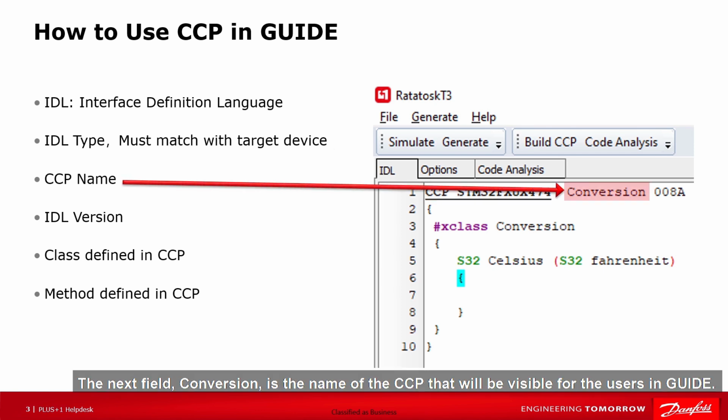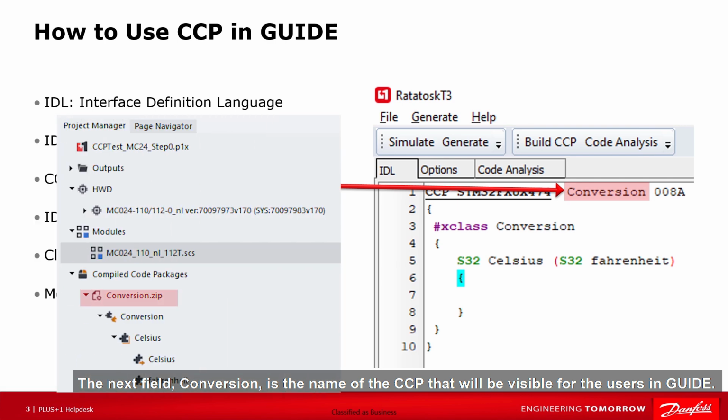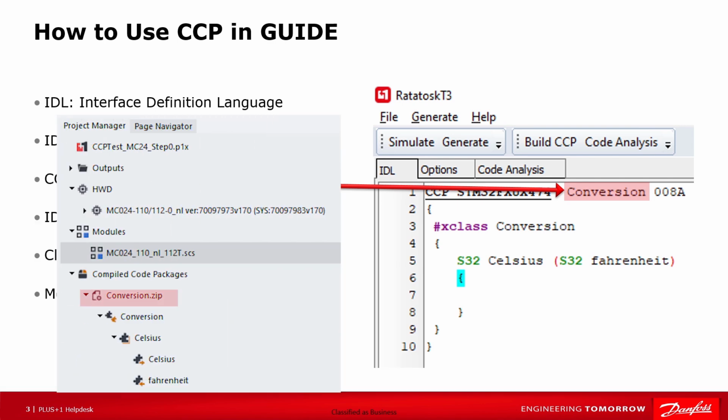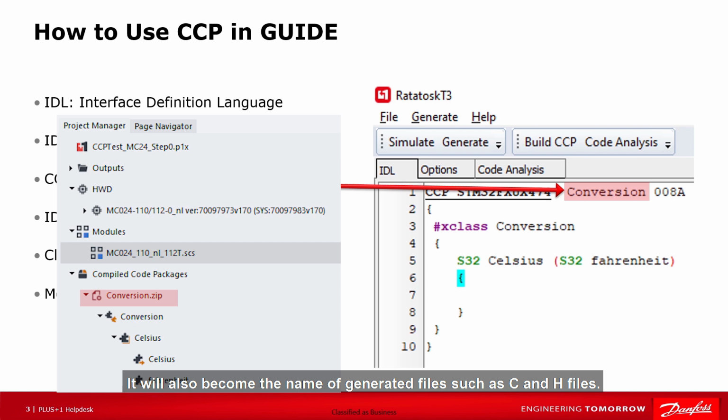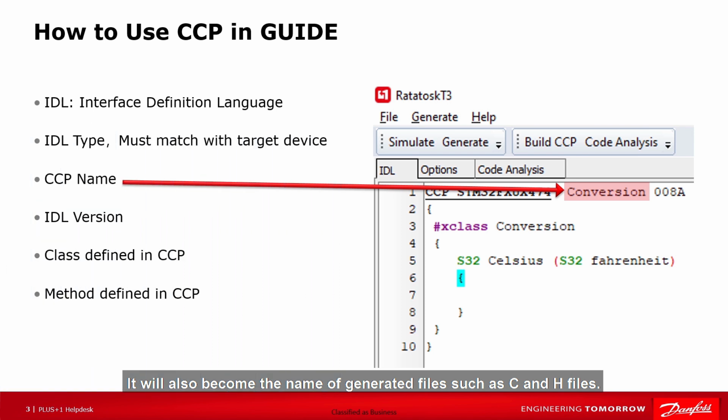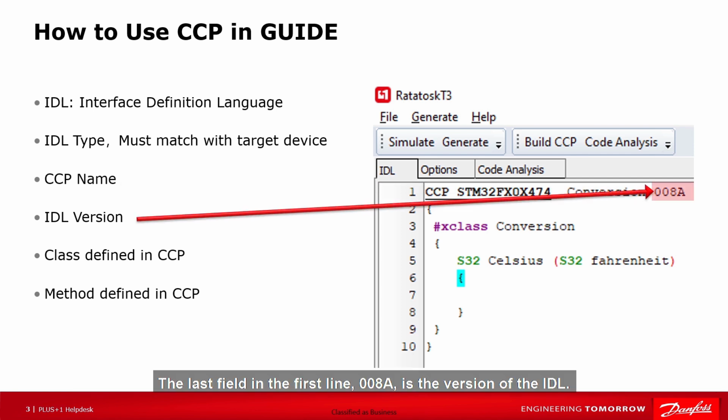The next field, conversion, is the name of the CCP that will be visible for the users in Guide. It will also become the name of generated files such as C and H files. The IDL file must have this name, otherwise compiling errors will happen when building CCP. The last field in the first line, 008A, is the version of the IDL.